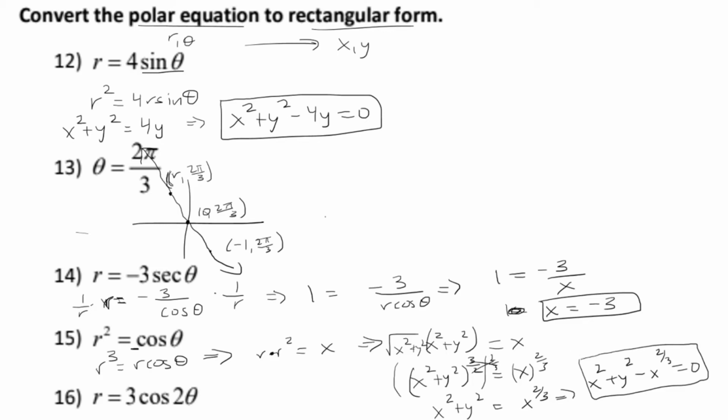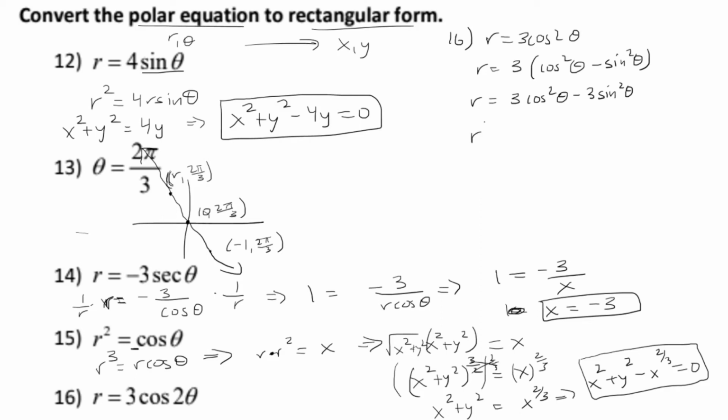And last one, for number 16, we're given r equals 3 cosine 2 theta. We know that cosine 2 theta is cosine squared minus sine squared. So r is equal to 3 cosine squared minus 3 sine squared. This time I have cosine squared and sine squared. When I had cosine and sine, I just wanted r in front to make the substitution. But because I have cosine squared and sine squared, I want r squared. So I'm going to multiply both sides by r squared.